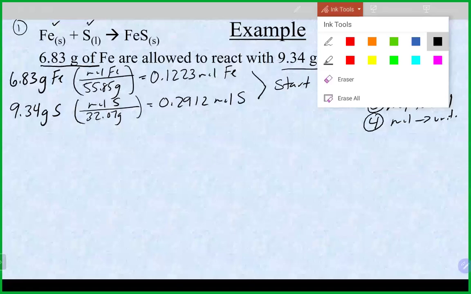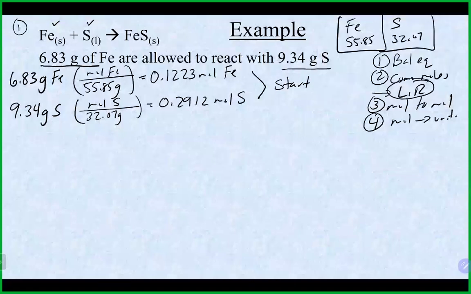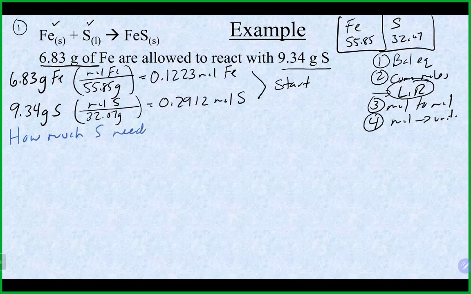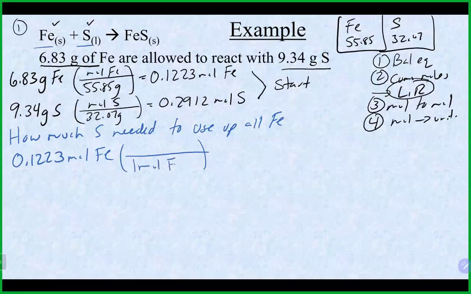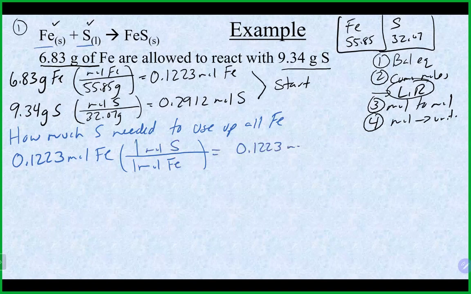So I'm going to choose, and again, it doesn't matter which one you choose, how much sulfur is needed to use up all the iron. So to do that, I'm going to start with the iron that I started with, the 0.122 moles of iron. I'm going to do a mole-to-mole relationship between iron and sulfur, which from the equation, every 1 mole of iron gives me 1 mole of sulfur. That gives me 0.1223 moles of sulfur is needed in this case.